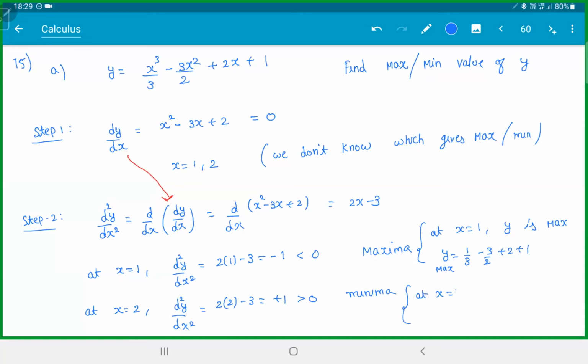At x equal to 2, the value of y is minimum. And for the minimum value of y, you put x equal to 2 in the function: 2³/3 minus 3 into 2²/2 plus 2 into 2 plus 1. You have to simplify that. Just have a look at the steps.